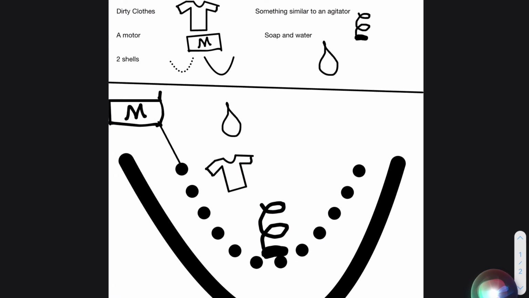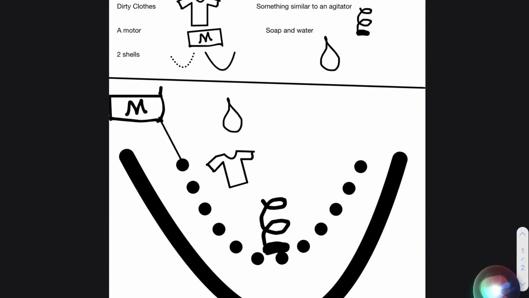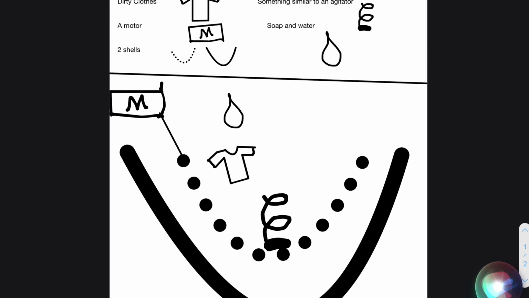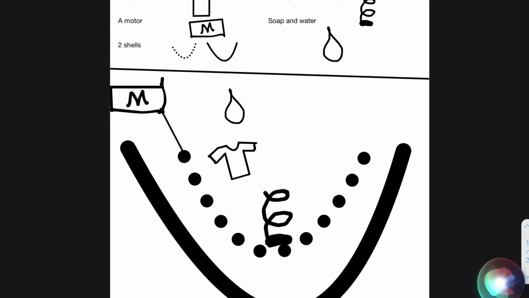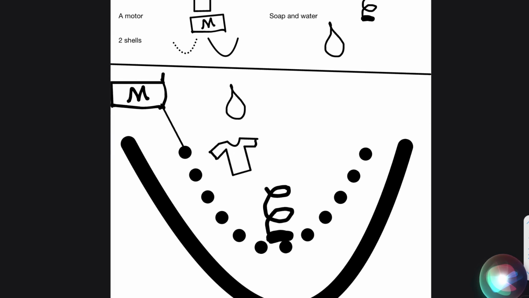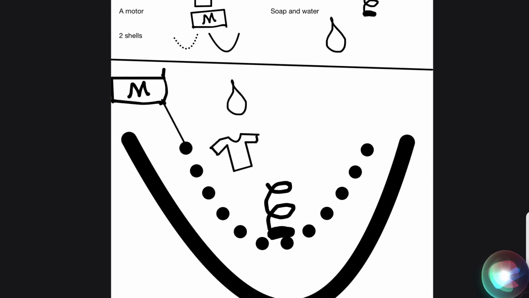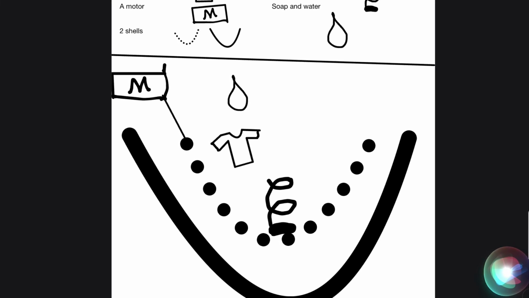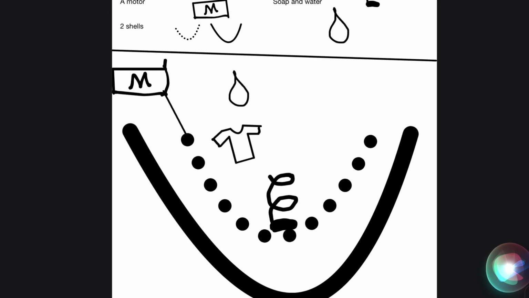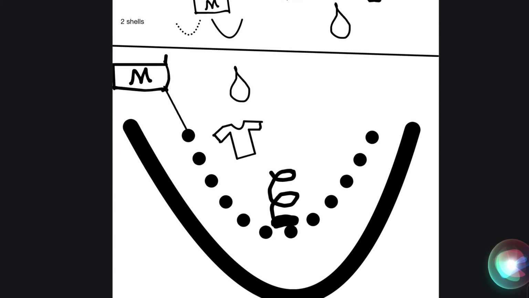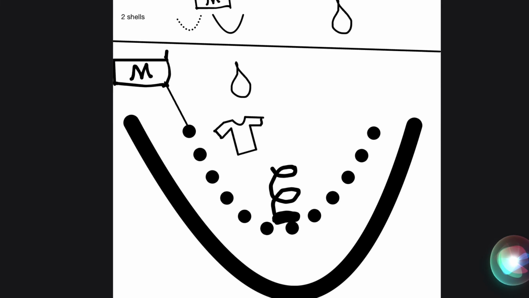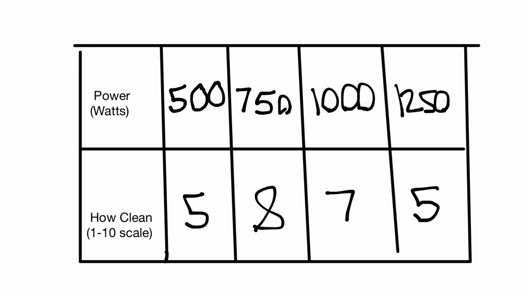If the experiment you were trying to measure was how clean the clothes were after a given varying power, the procedure would look something like this: you would place a piece of dirty clothing inside the inner tub with the agitator. Then simply add some water and soap and spin the inner shell using the motor. After the clothes have been washed, see how clean the clothes were and compare it to the power that was used. Then repeat this experiment with different power supplies while keeping everything else constant. This will optimize the amount of power used for the best result of clean clothes.